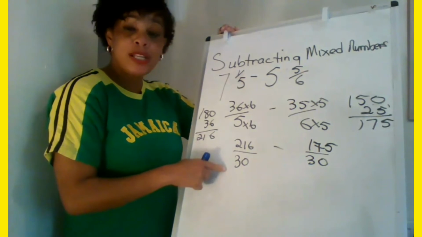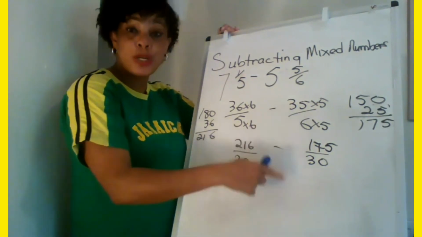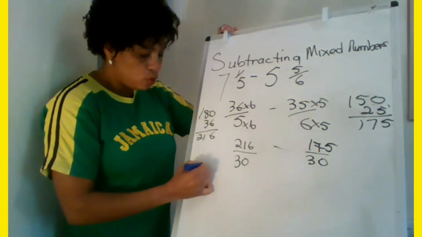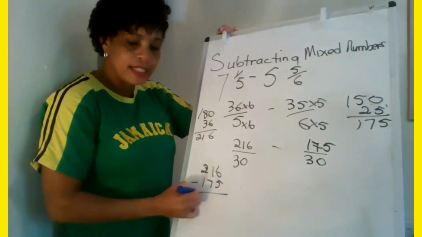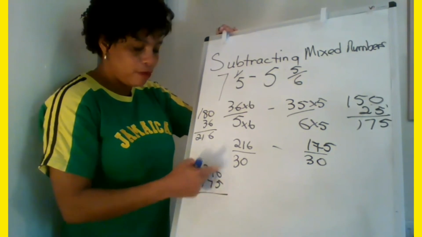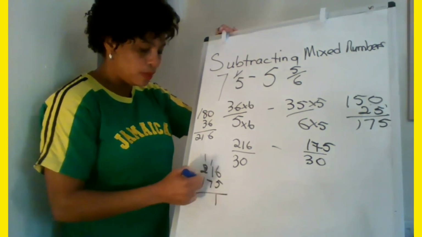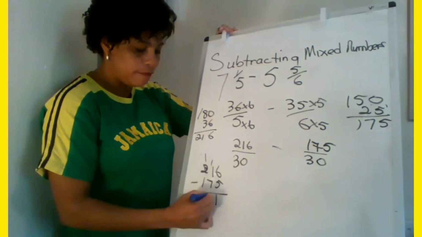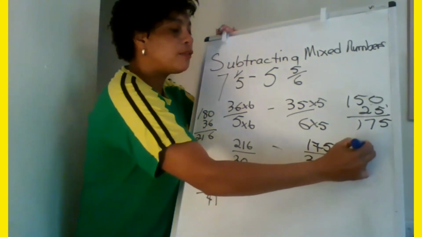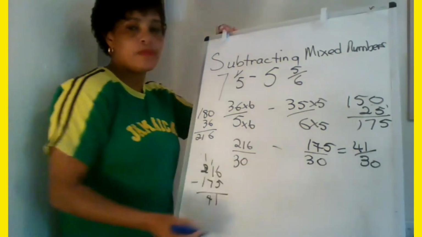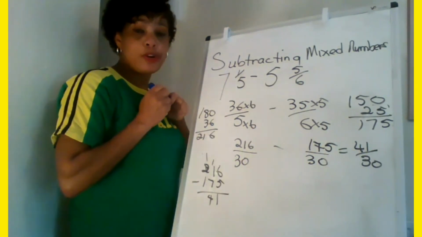Now I have 216 take away 175. So I have 216 and I'm going to take away 175. So 5 from 6 leaves 1. 7 from 11 leaves 4. So what I have here is 41. So my answer is 41 out of 30.